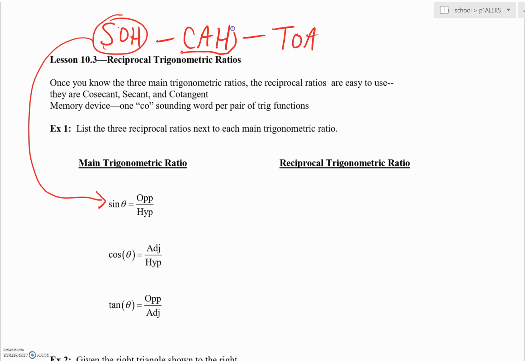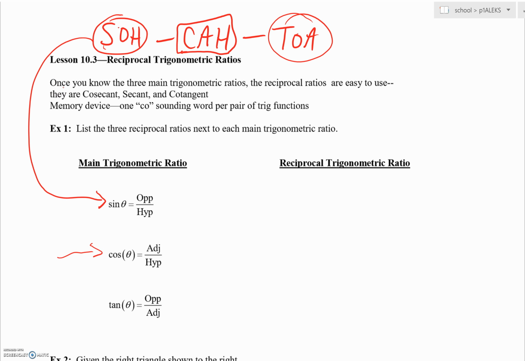The middle, the CAH, that stood for cosine. You can see here in the middle, the cosine of an angle is adjacent over hypotenuse. Finally, TOA, T for tangent, and tangent of an angle would be the opposite side divided by the adjacent side. But let's read this little paragraph.